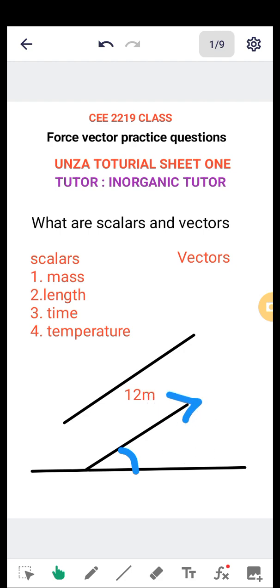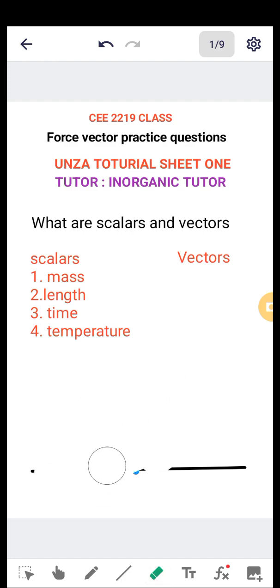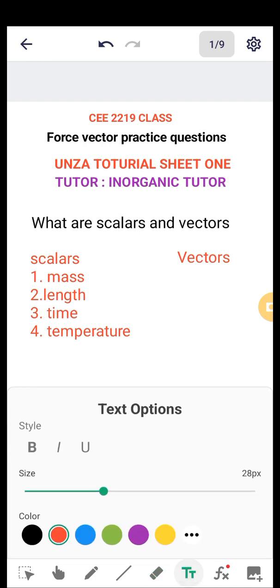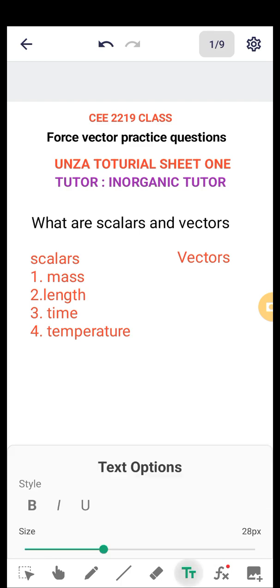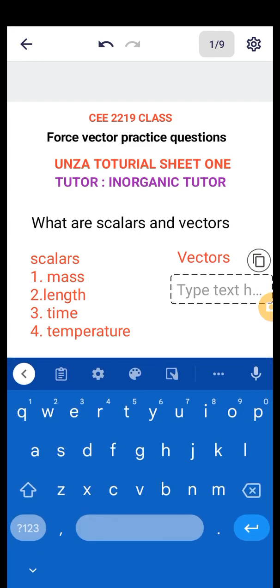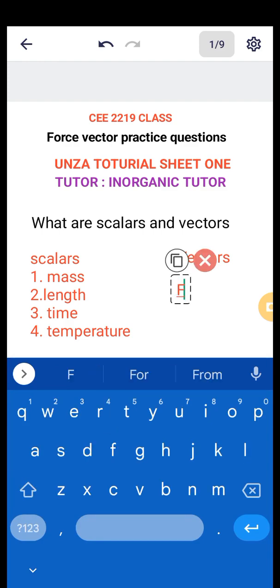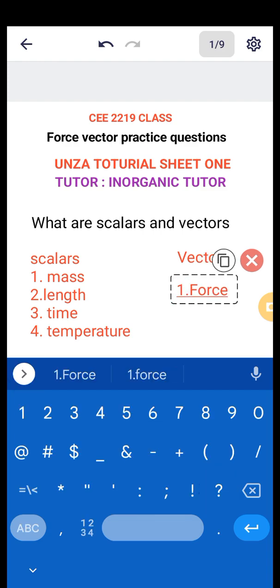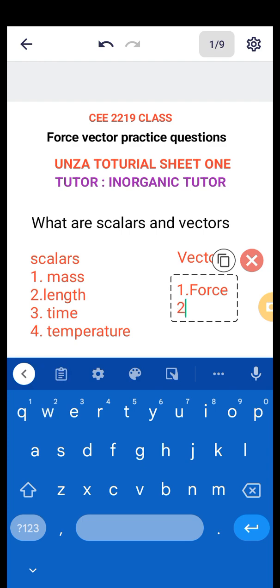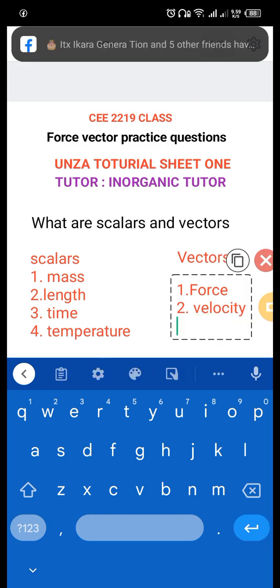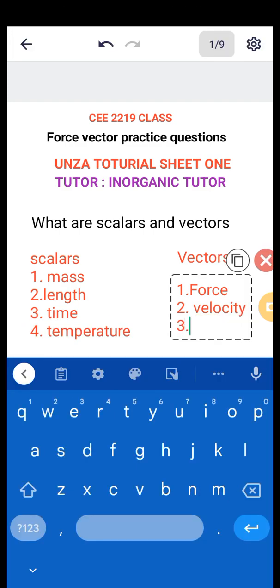Now the examples which I can give on this one. Let me just erase this part. The examples which you can give on vectors: one, we can give force, I'll use the one which will be used most often. Two, we can give velocity. Three, we can say maybe displacement.